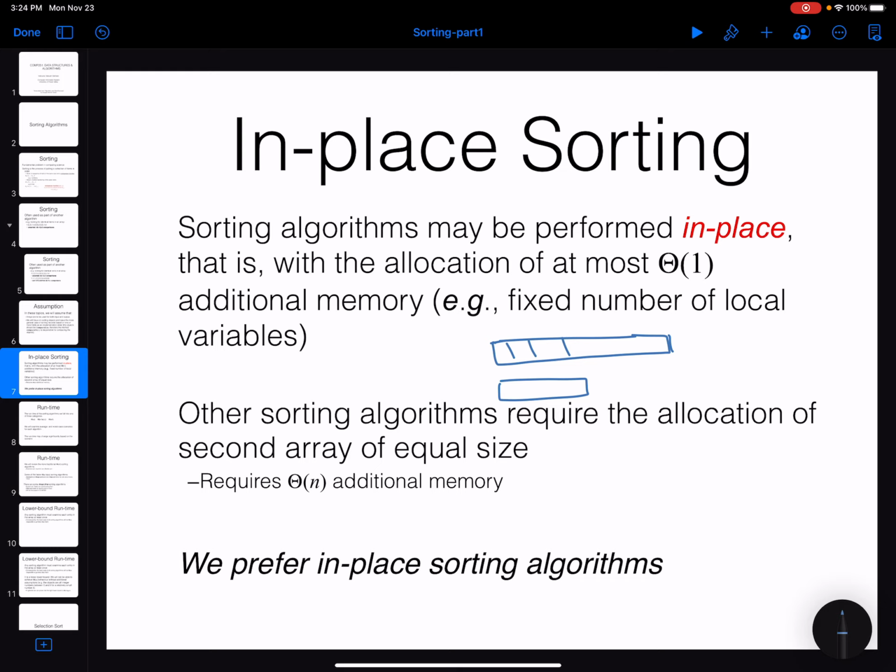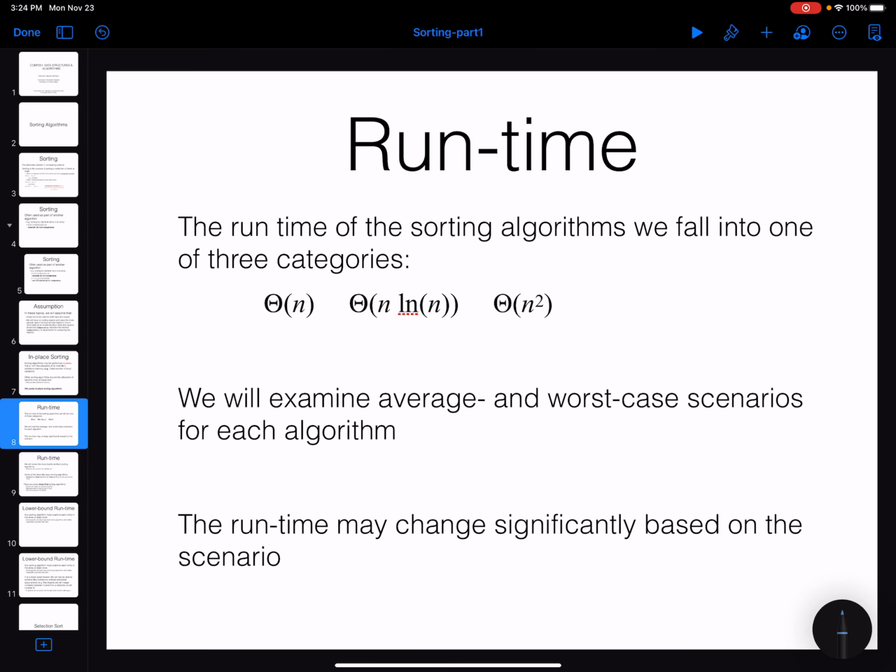If you just need a couple of local variables in the method that you write, your algorithm is in place. And clearly, we prefer sorting algorithms that can be performed in place. Of course, we don't want to use more space. And we will see that some algorithms are in place, and some algorithms are not in place.